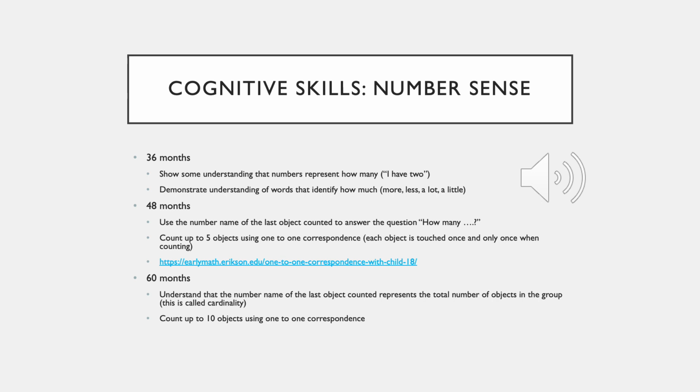When they're asked the question of how many, this is understanding that the last number that I say is how many are in the group, and not just the answer to the question, but actually how many objects there are. That last number in the set is called cardinality. So we can see that difference from 4 to 5 years old during this time.